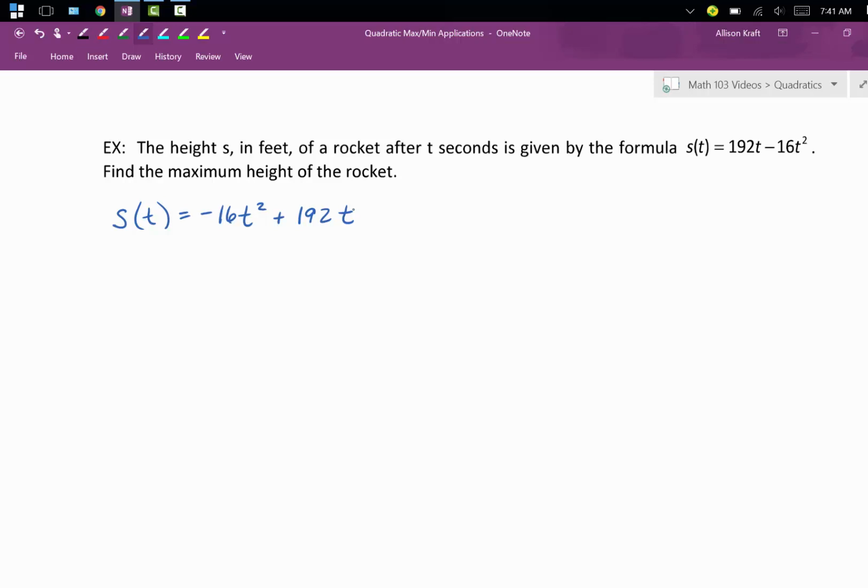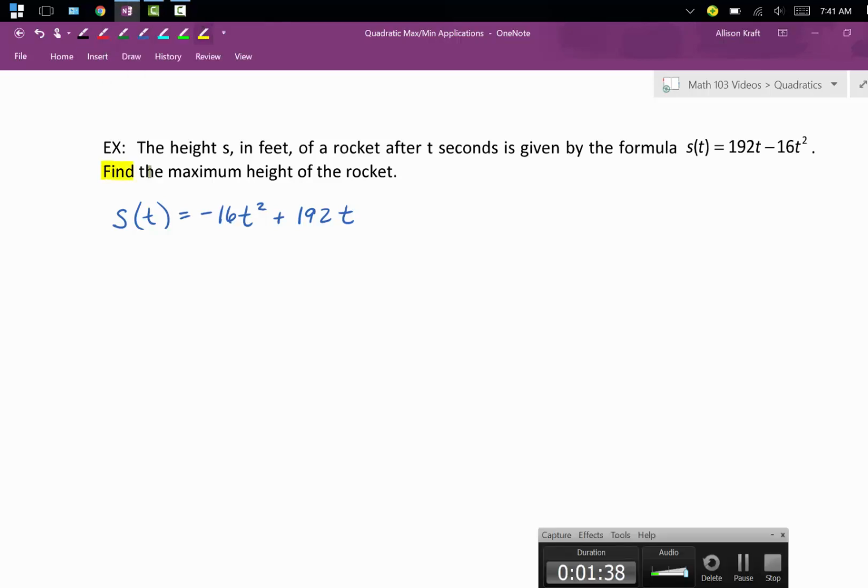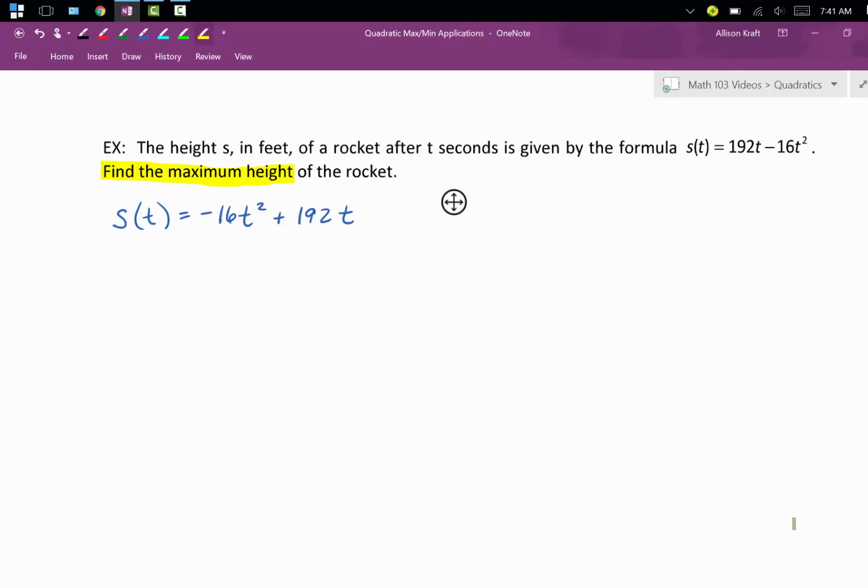Now let's determine whether we need the x or the y coordinate of the vertex for our solution. They're asking us to find the maximum height. So which variable was the height? Just look at it. It says that the height is s. Looking at our quadratic function, where's the s located? Over here on the left, where y is typically located. Therefore, we're looking for the y coordinate of the vertex.